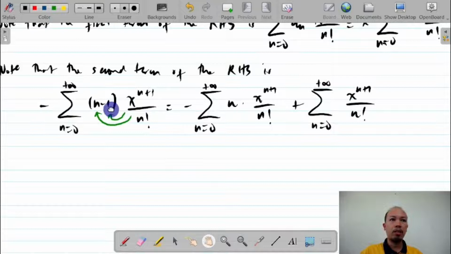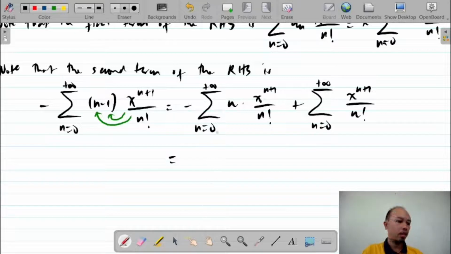So negative times negative, we have positive. Okay, and this, the first term of this equation, this one here, the first term, second term, first term, second term, and this is the second term of equation star.